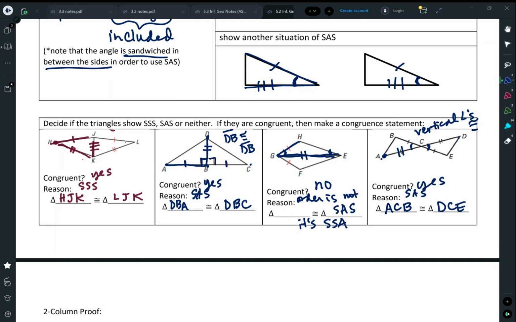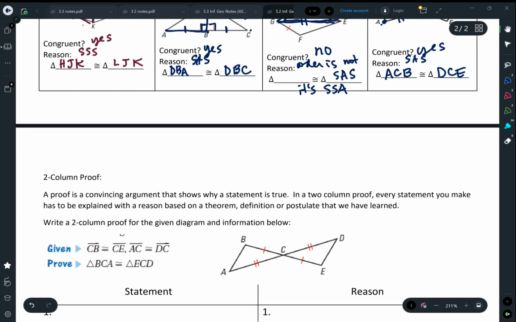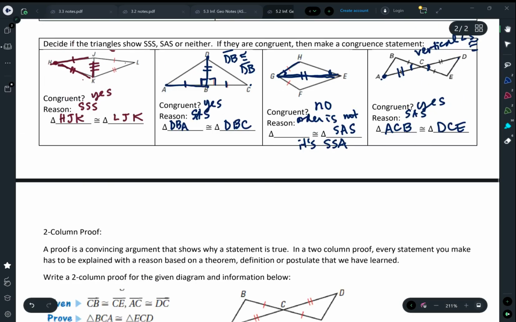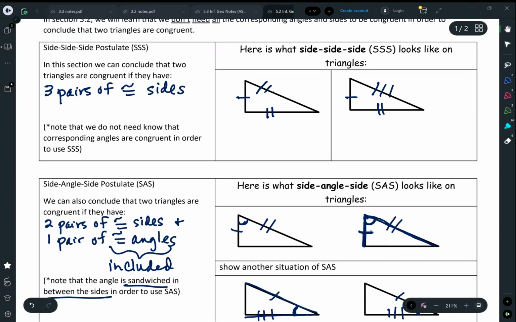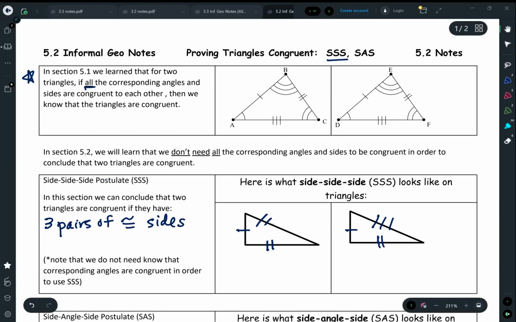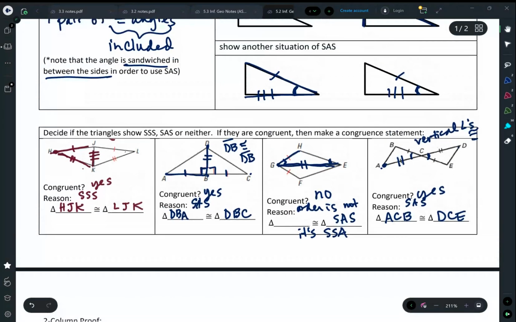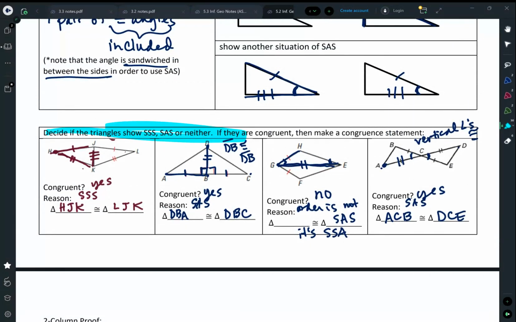All right, so hopefully this gives you an idea. I know if you move on, it says 2-column proof. We're not doing those in informal geometry. Formal geometry, we would do proofs, but we're not doing them. So key ideas are that we don't have to have all the sides and all the angles congruent anymore to show congruence. We have this side, side, side postulate, and we have a side angle side postulate. Not only do we know what those are, but we can understand diagrams like this, decide if we have congruence or not, and list those triangles in the right order.